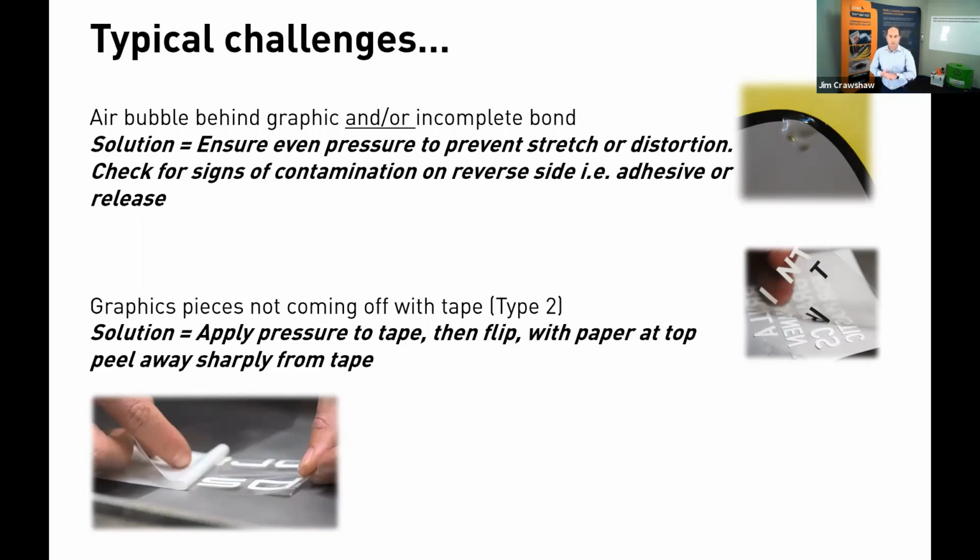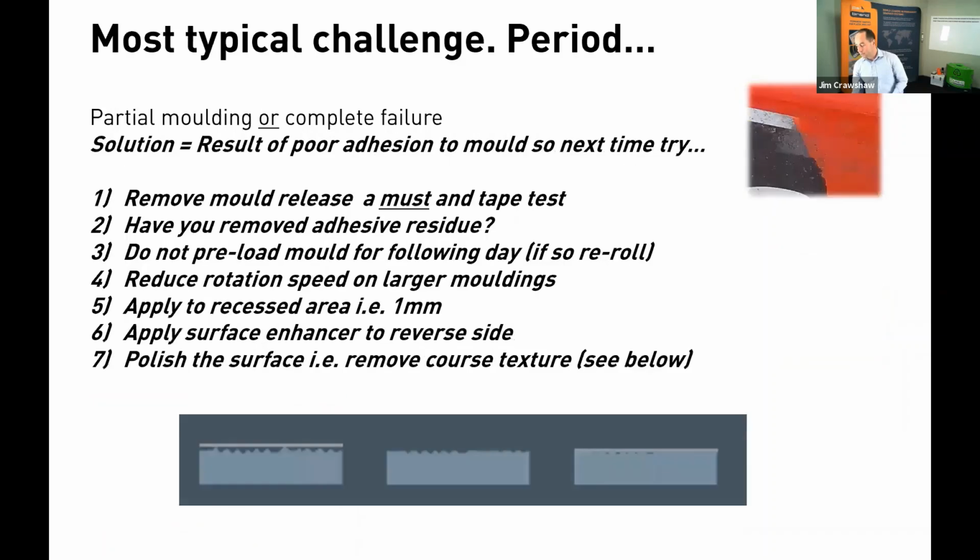And just the other one there is graphic pieces not coming off with the tape. This is really specifically with type 2 graphics, and it's a well-known challenge. What you'll see in that picture on the right is the white release paper bench side down, and they're trying to peel the graphic away by just lifting the tape. That is not the correct way to remove these type of graphics from the backing paper. The solution really is to apply pressure to the tape. So just use your roller on a flat bench, give it a quick roll, flip it over with the paper side to the top, and peel it away sharply from the tape, as you can see in that image right at the bottom there. I'll show this as well in our demonstration in a few seconds.